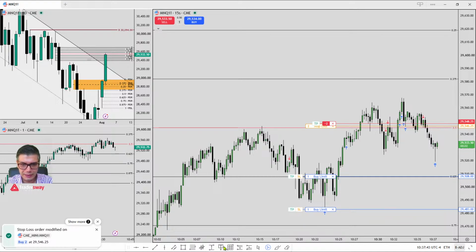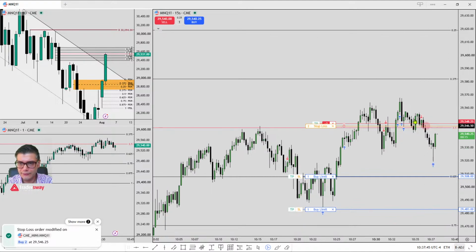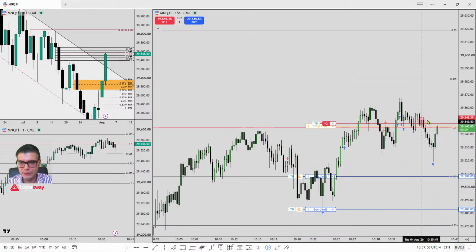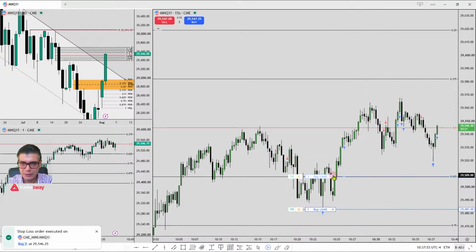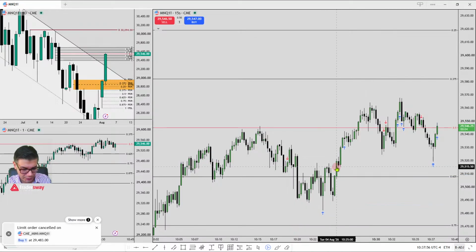Let's look at that. So we took partial, we inverted, we went long, didn't work out. Then we inverted. As soon as that signal was inverted, we inverted it as well. Okay, now just close on break even.